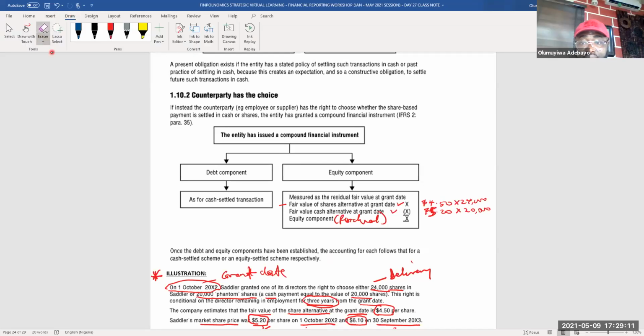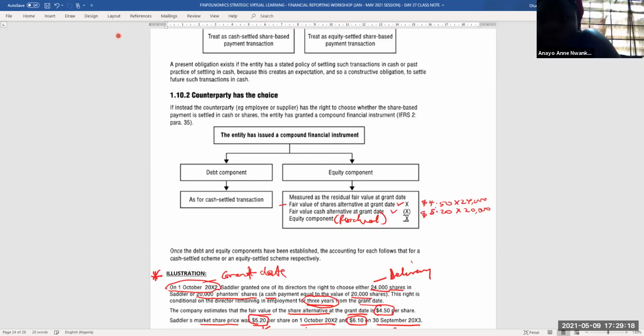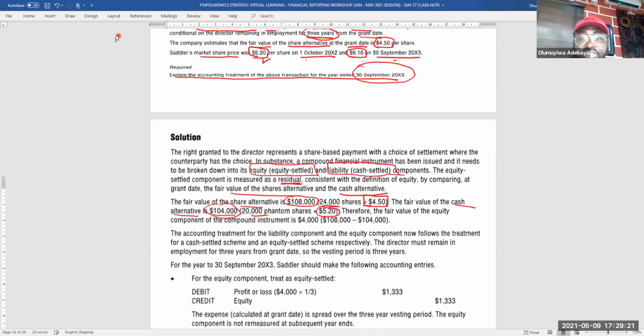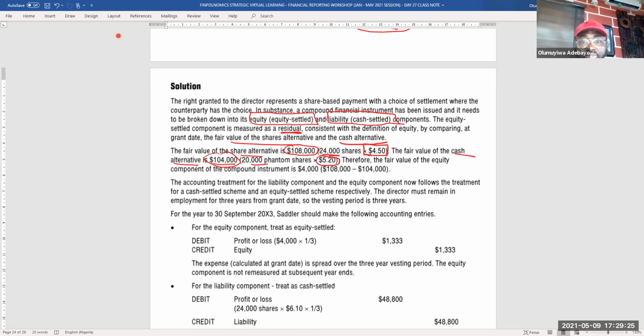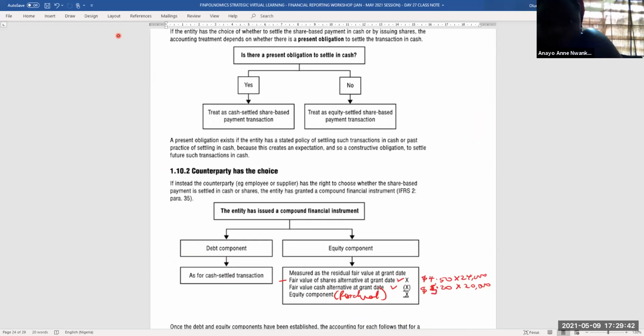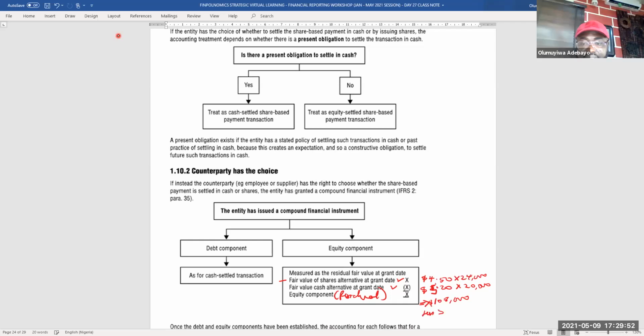Okay, continue. The difference between that 108, therefore, start from there. The fair value of the equity component of the compound instrument is $4,000, which is $108,000 minus $104,000. Just hold on. What we have there is 108 less 104. Is that correct? That's how we have the $4,000.